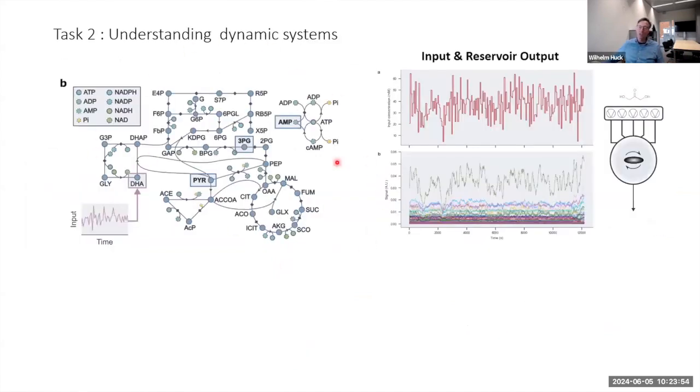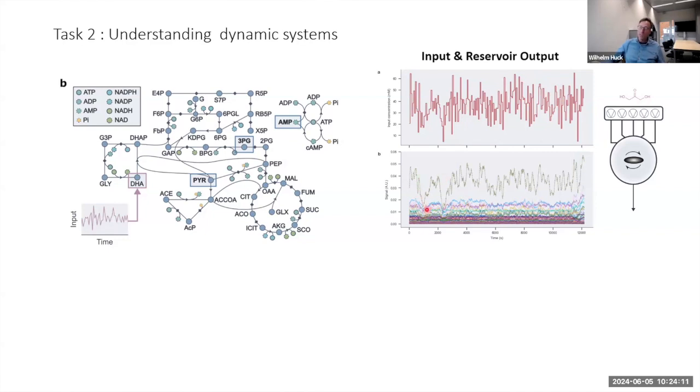So this is the in silico model. There's also dihydroxyacetone. I can simulate an input. I can simulate the output of all the different intermediates. Now what you do is I take dihydroxyacetone in my reactor. I have a certain change in input, and I get a certain change in output.